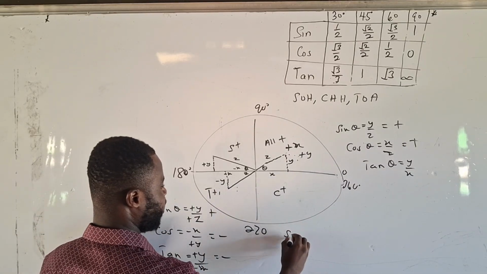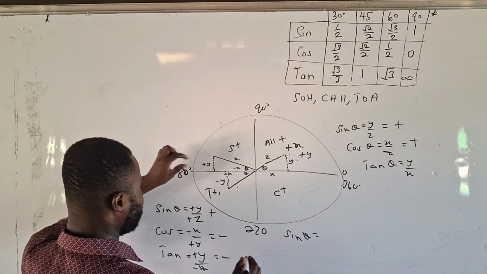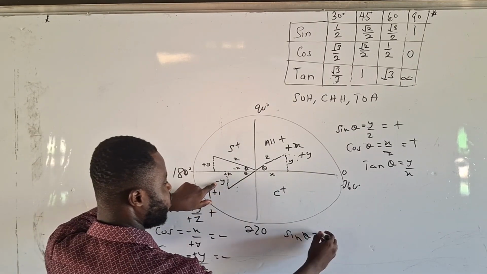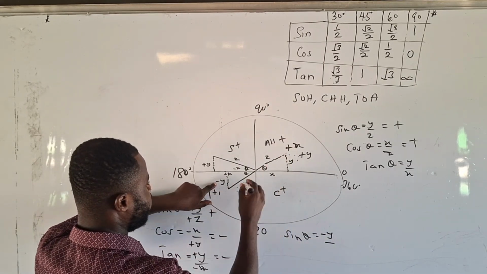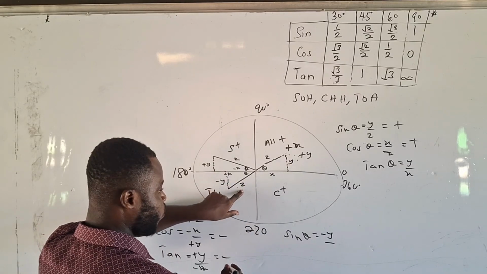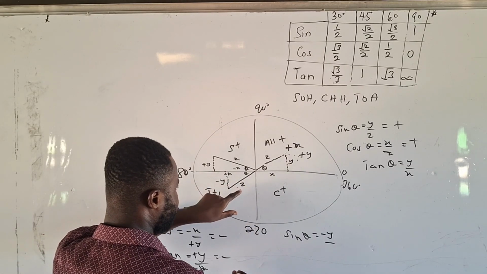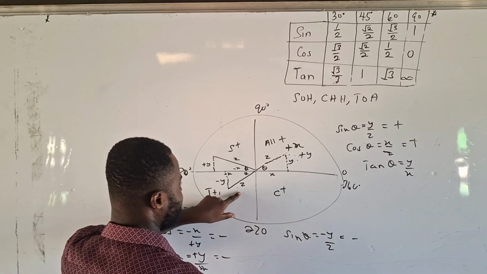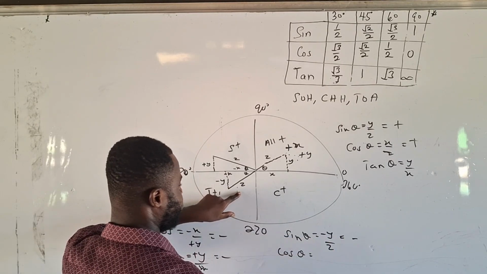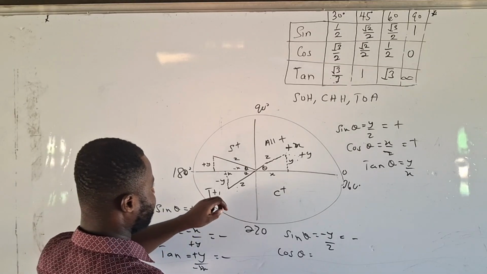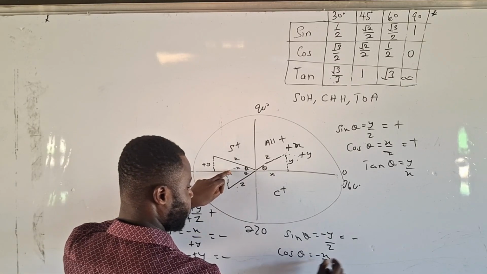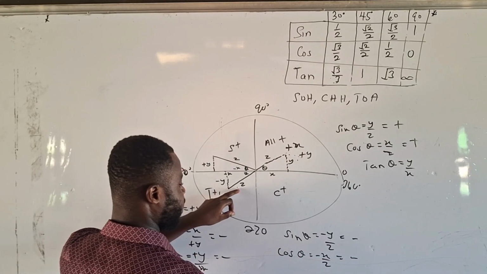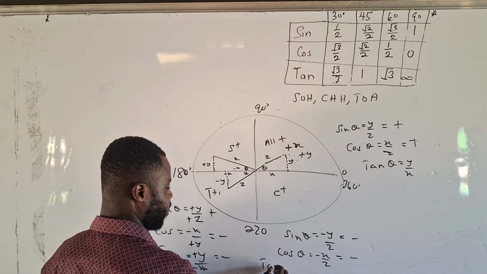So let's say sine theta at this side. Sine is opposite, negative y over the hypotenuse, z. The hypotenuse is always positive. So if I divide by z, I'm going to get a negative answer. Cos theta: cos is adjacent, negative x over the hypotenuse, which is z, for which I'm also going to get a negative answer.